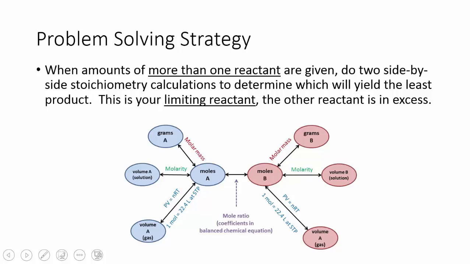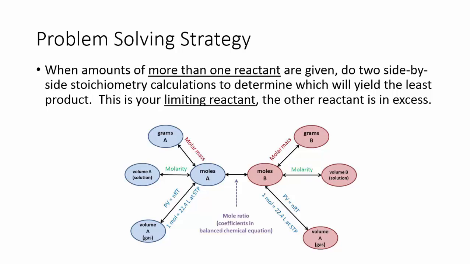So problem solving strategy in general with a limiting excess reactant problem: the way that you spot that it's a limiting excess reactant problem is you're given values for more than one reactant. So they might say, 10 grams of A and 20 grams of B react to make C.